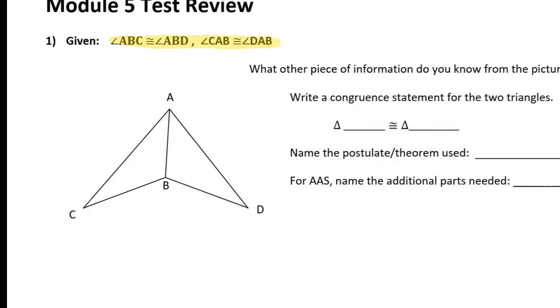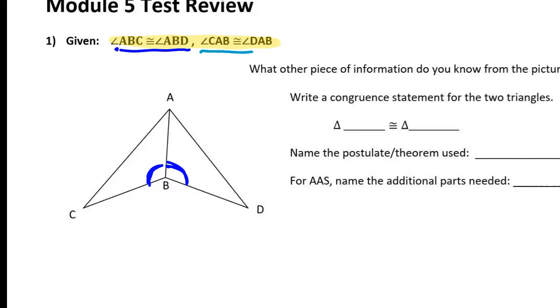It says angle ABC, that's this angle right here, and angle ABD, that's this angle right over here, are congruent. So that's the first piece of given information.